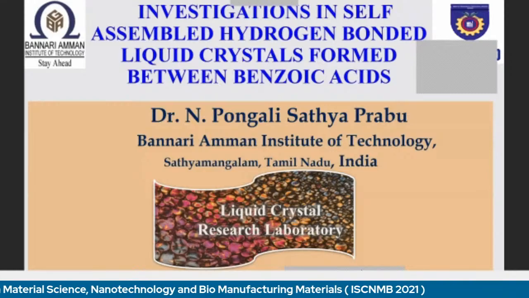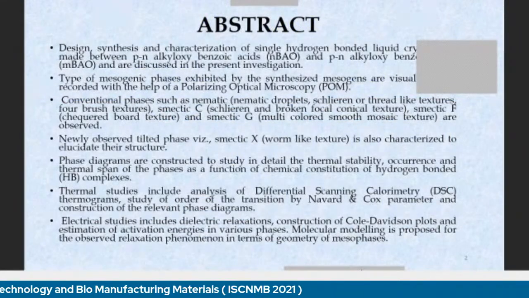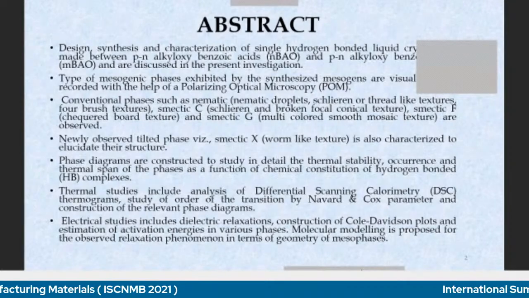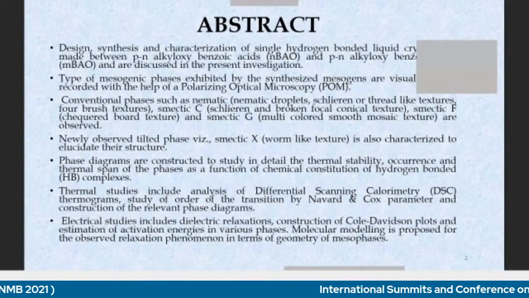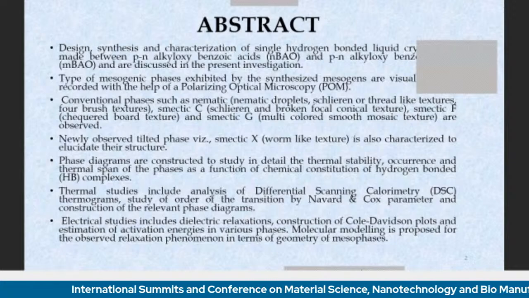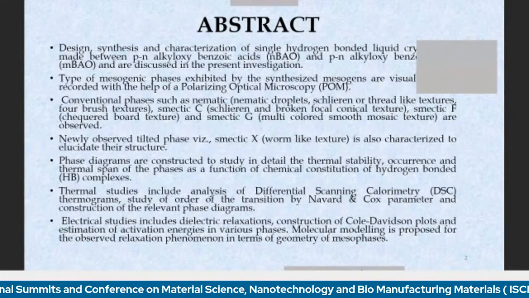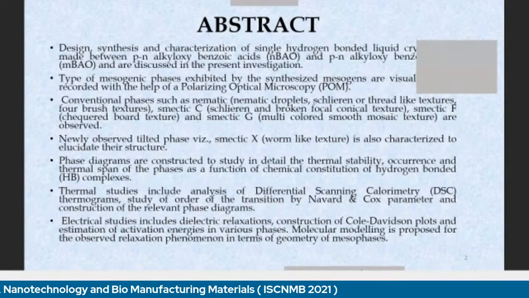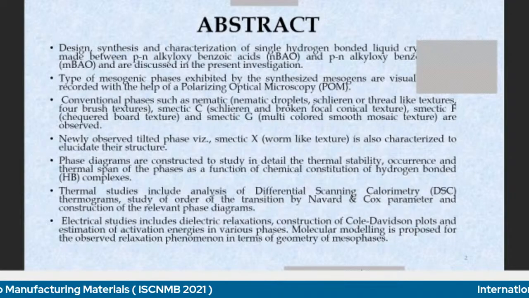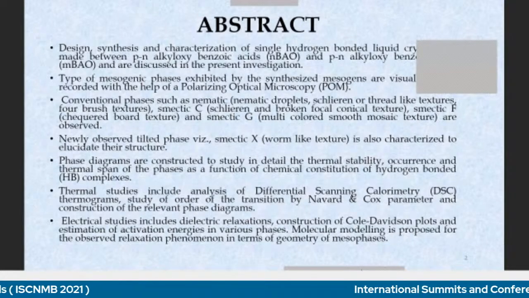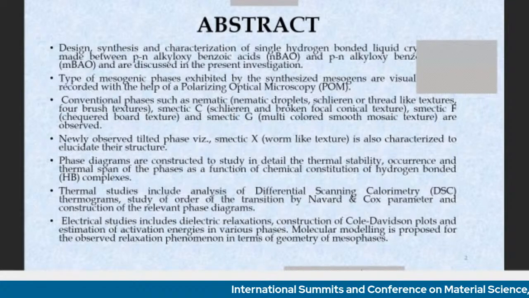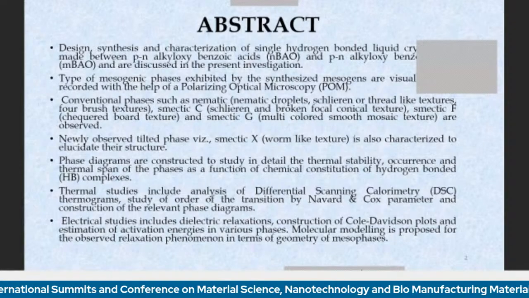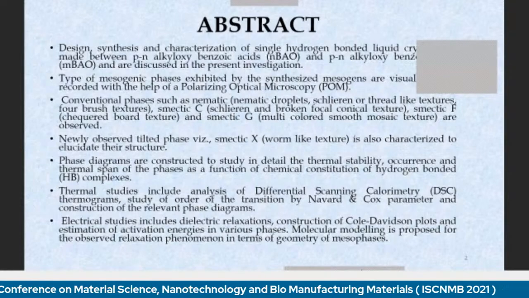So this is the abstract I submitted to our conference. We will be forming liquid crystals between benzoic acids. Let us see what liquid crystals are, the types of liquid crystals, and the mesogenic phases exhibited by them. First, we'll discuss the design, synthesis, and characterization of single hydrogen-bonded liquid crystals formed between benzoic acids. We will discuss the phases formed between these benzoic acids, and the investigation is done optically, thermally, and electrically by means of a polarizing optical microscope, differential scanning calorimetry, and an impedance analyzer, respectively.